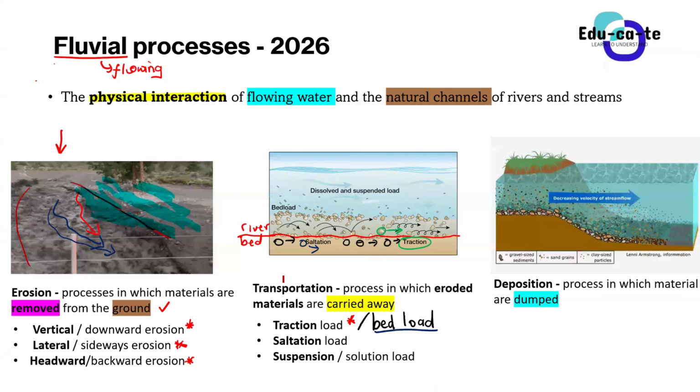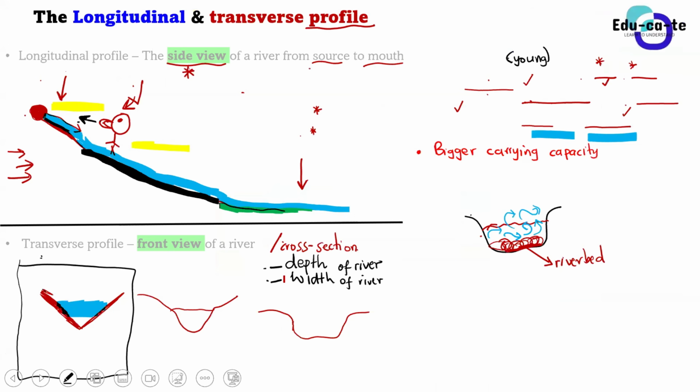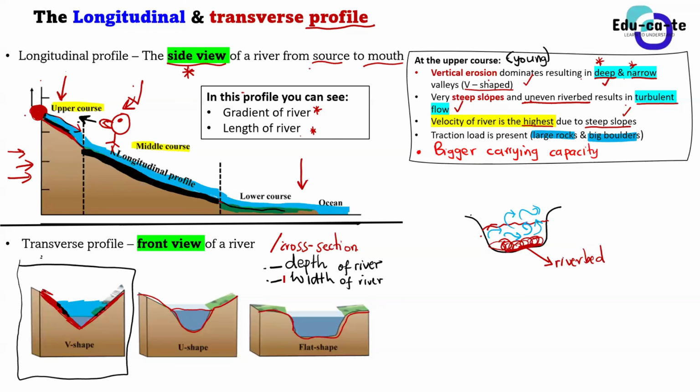At the upper course, the river has so much power, enough to carry the large rocks. That's why we say it has a bigger carrying capacity, Grade 12s. The carrying capacity is how much eroded material a river can carry. At the upper course, the river has a lot of speed, a lot of velocity, so it's able to carry a lot of large items, rocks, big boulders. It's because the gradient is steep. That's why it's fast. Those are properties of the upper course.